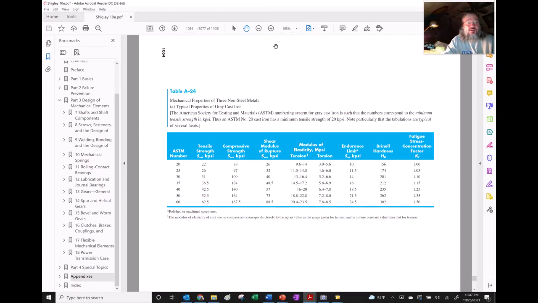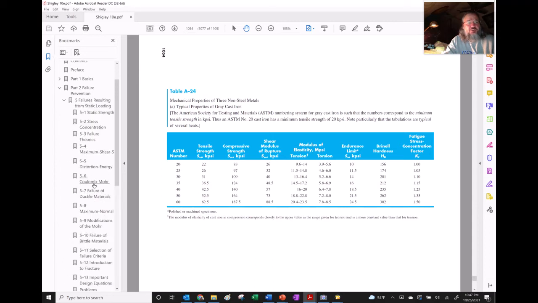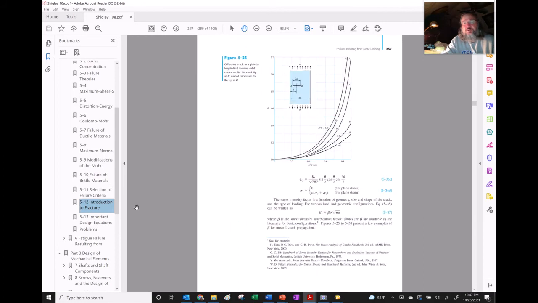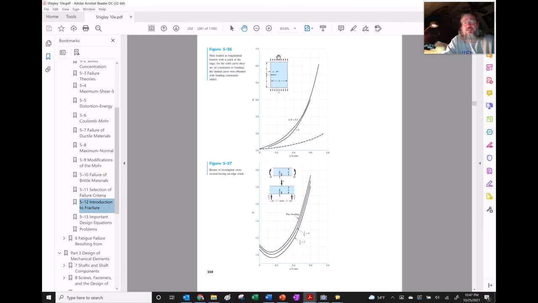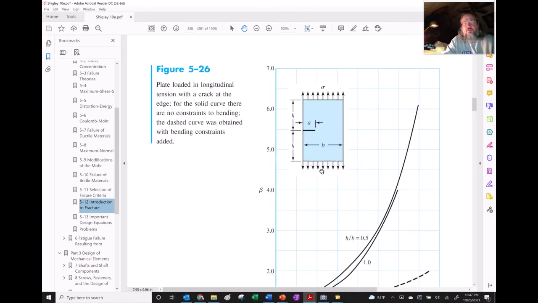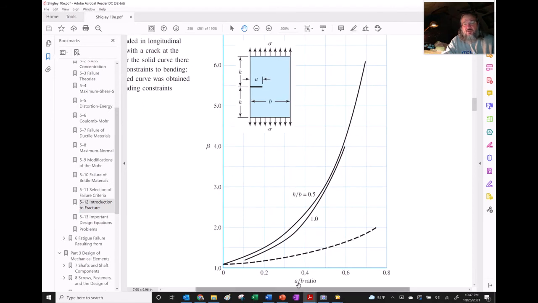so let's go and take a look at our information. Now, I think in our book, he's got a slightly different approach. But let's take a look here. Let's go to fracture mechanics and the introduction to fracture mechanics. Here is the scenario that we're looking at. Some of the things we need are an H over B, and we also need an A over B, where A is the crack length.